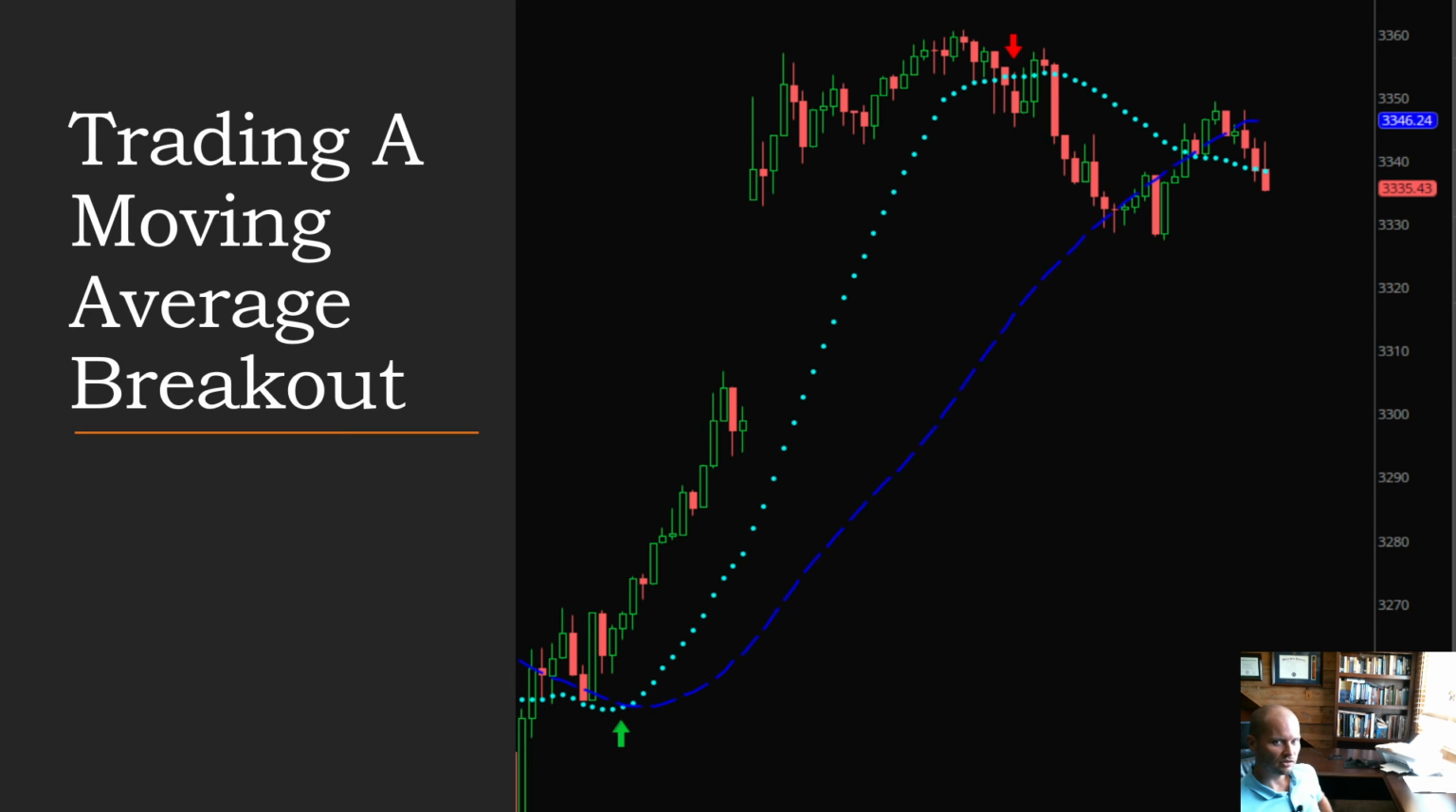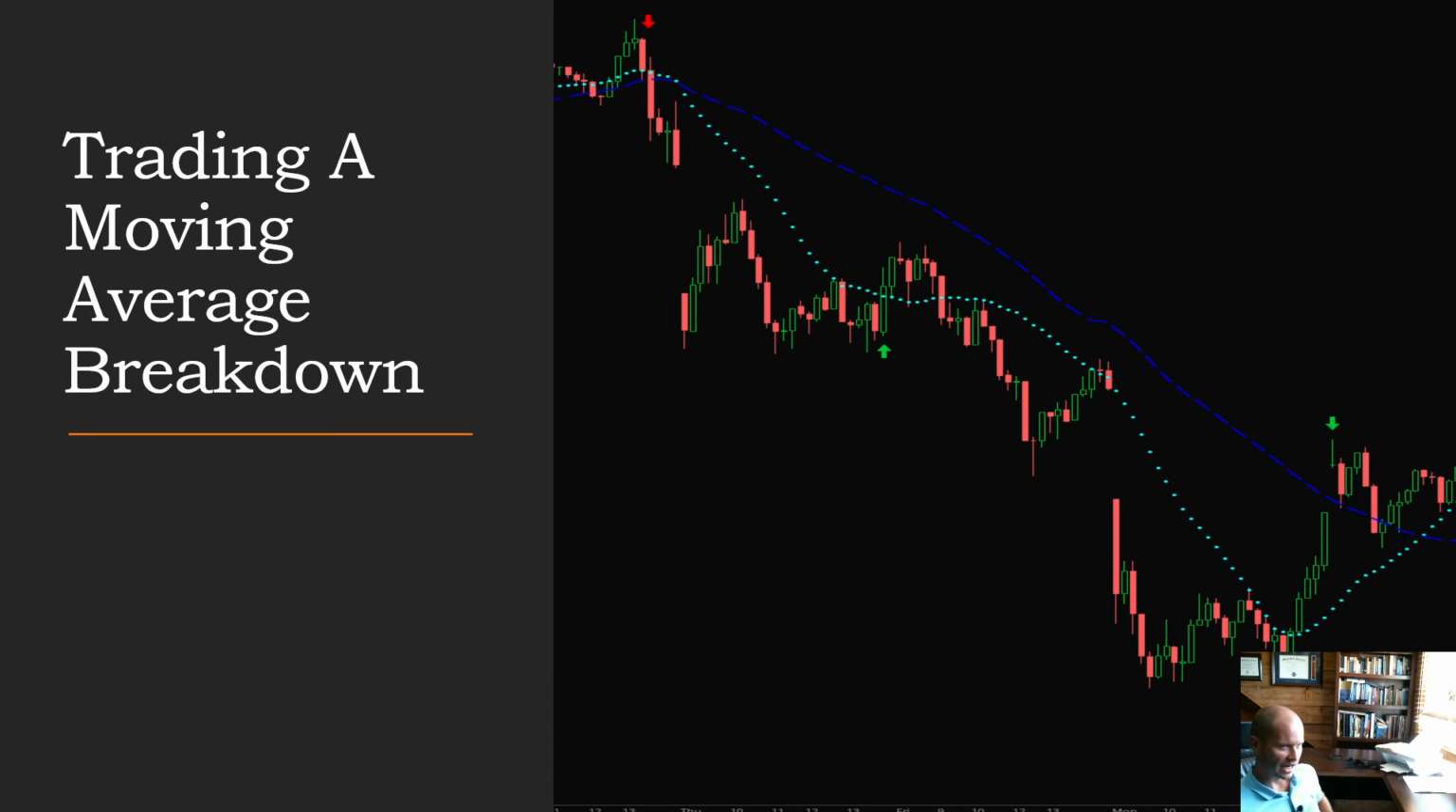Now, what about the breakdown strategy? What are we going to do for the breakdown? How can we utilize that strategy for trading? You'll see the same format of the chart as before here. Okay. And everything still stands the same. There are 15-minute candles, the moving averages are the same, and it's the S&P 500.